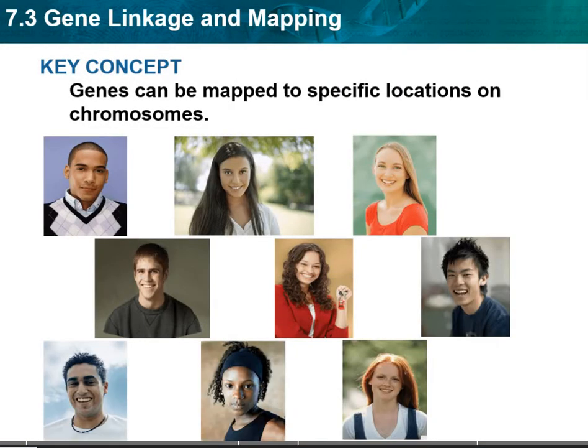Okay, in 7.3, we are looking at the idea behind gene linkage and gene mapping. I had already mentioned a little bit about this when we were talking about one of the previous chapters and the crossing over. If genes are close together on the same chromosome, they're not usually going to be separated. So that's what this is getting more into.